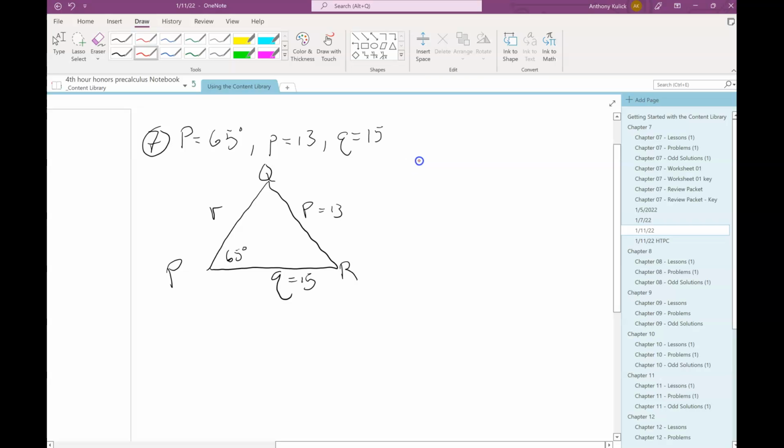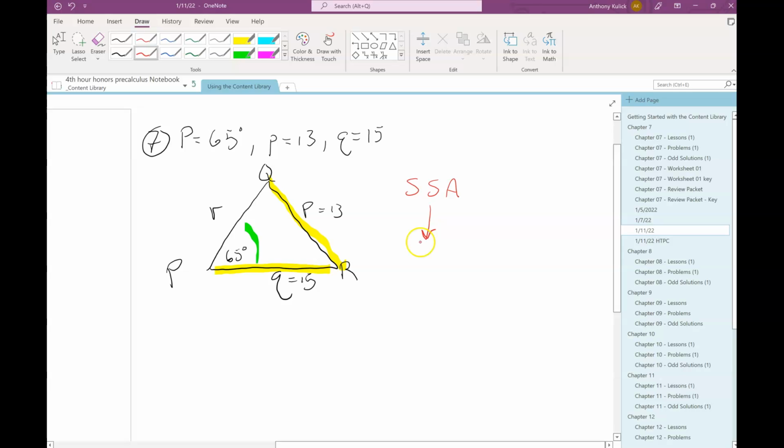What situation is this? Anybody. Doesn't have to be just you, Emma. This is side-side angle. Yep. Very good. Again, what we're looking for in an SSA situation is one of the two sides is not part of the given angle. Okay, in an SSA situation, it's either going to be that for sure one triangle, or we're going to have to figure out whether it's 0, 1, or 2.